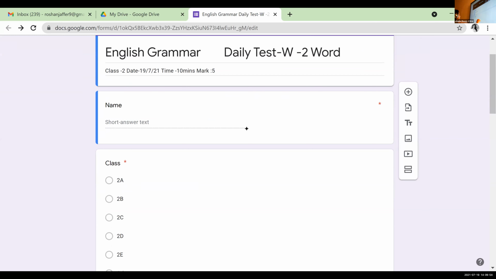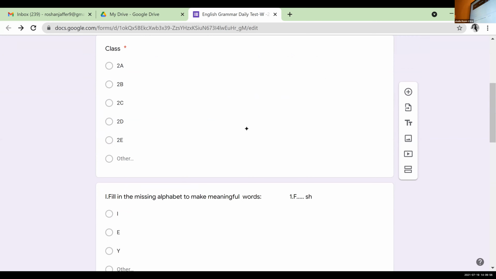Then we have to start. You have to click on the right answer. Fill in the missing alphabet to make meaningful words. It is F dash S H. A letter is missing, that is, an alphabet is missing. So please click on the right alphabet which suits the word. Do it fast. First question. You have to click on the right option.